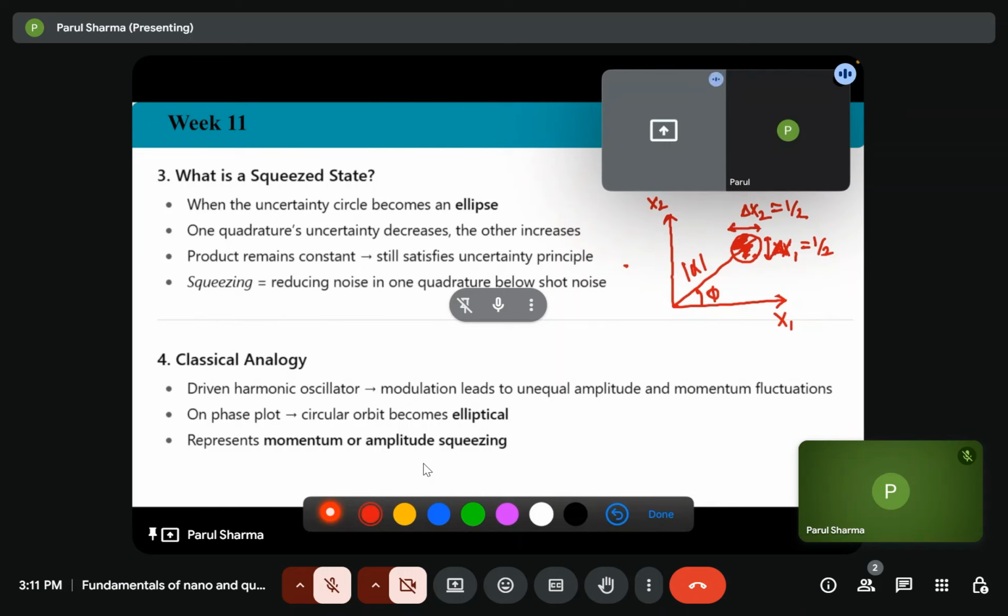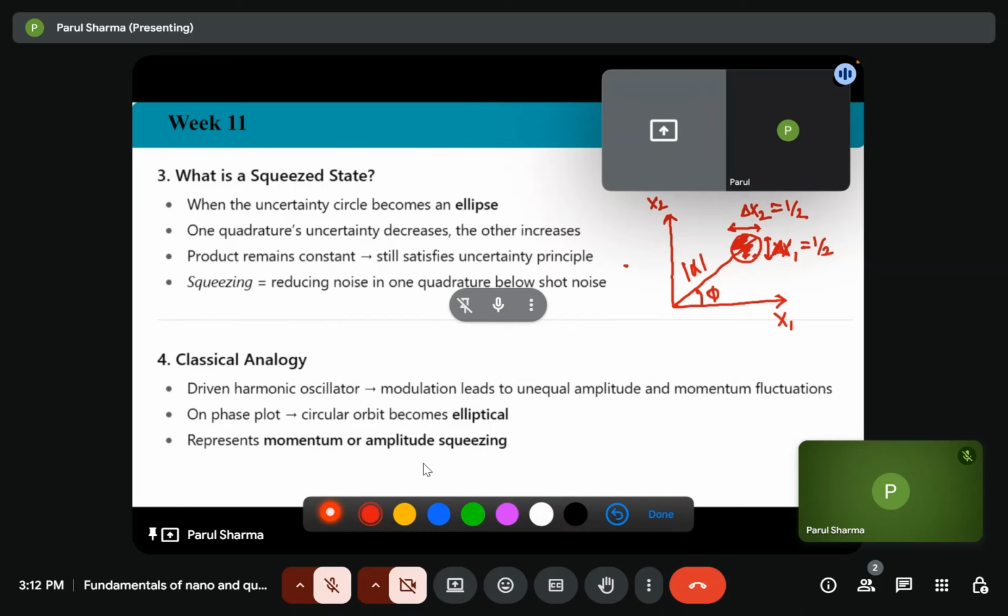So classically, if we drive the pendulum at twice its natural frequency, the position gets exponentially amplified and the momentum gets attenuated. So effectively, in one direction it is squeezed and in the other the position becomes exponentially larger.